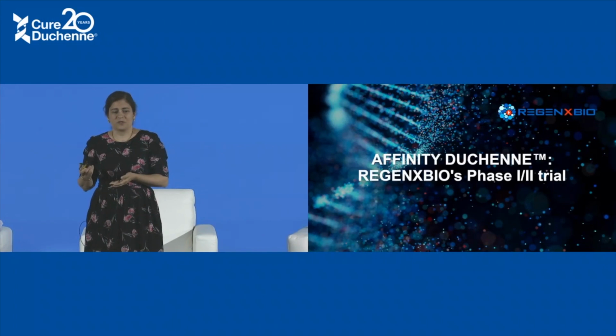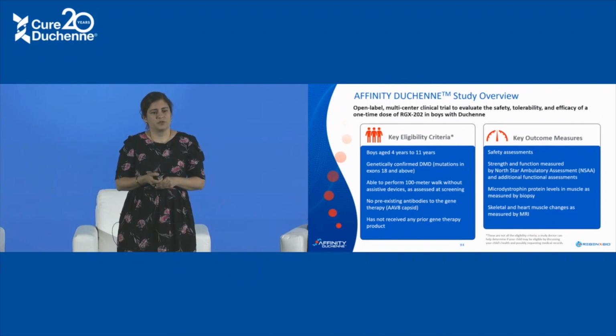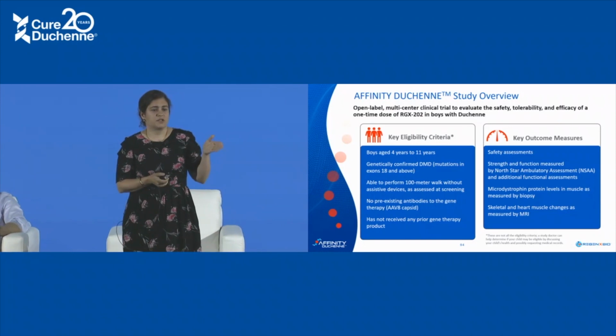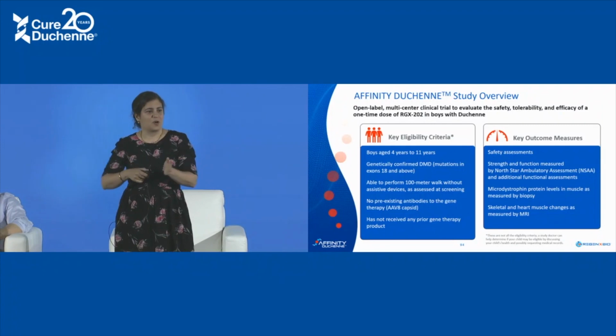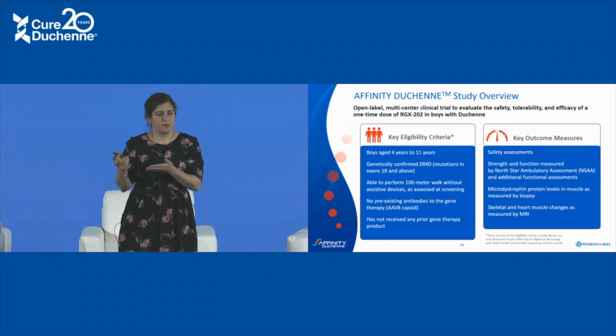So I'll tell you a little bit about our trial. This is an open-label, multi-center clinical trial to evaluate the safety, tolerability, and efficacy of a one-time dose of RGX-202 in boys with Duchenne. So the key eligibility criteria are boys aged 4 to 11. That's up to 11 and 11 months. We're not going past 12. You have to have a genetic confirmation of Duchenne muscular dystrophy, and we have unfortunately had to exclude some of the exon mutations, as some of our colleagues have done as well, just from a safety perspective, just to start off with, but hopefully that will change in the future.